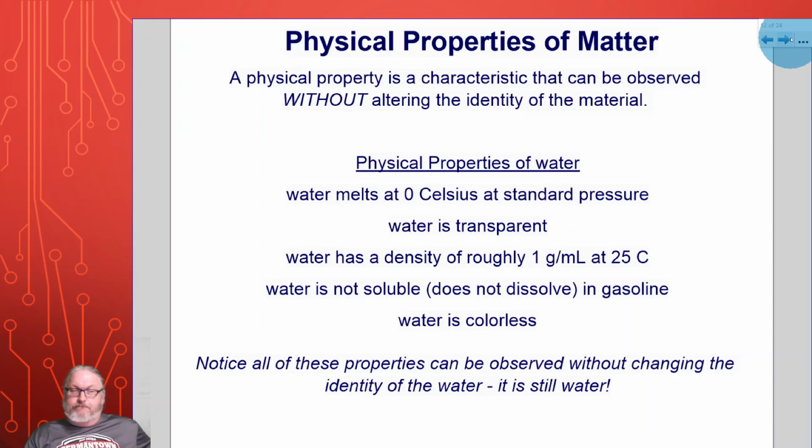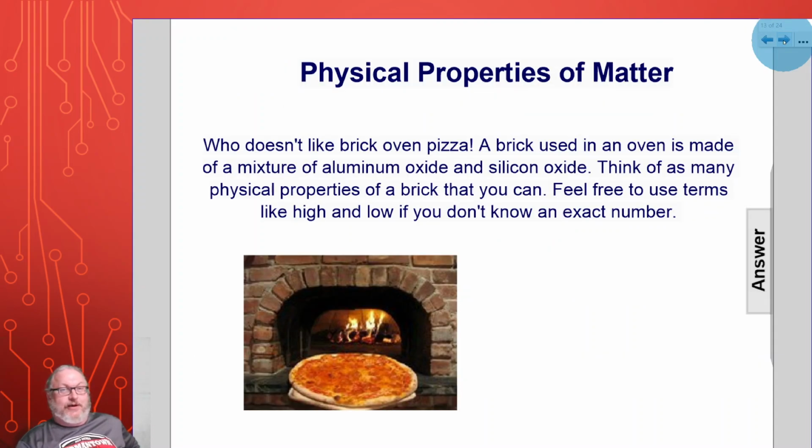Now, these are all properties that we can just look at some water and tell it's still going to be water, whatever water you get. All right. Now, let's talk about a brick oven pizza. What makes a brick oven? Bricks. So the bricks that make this oven are made of a mixture of aluminum oxide and silicon oxide.